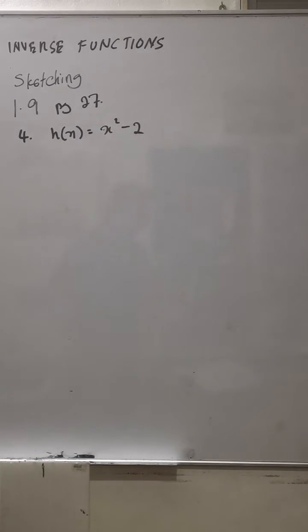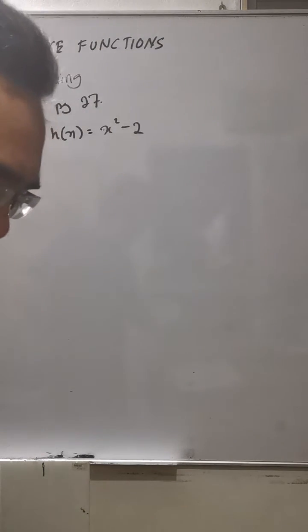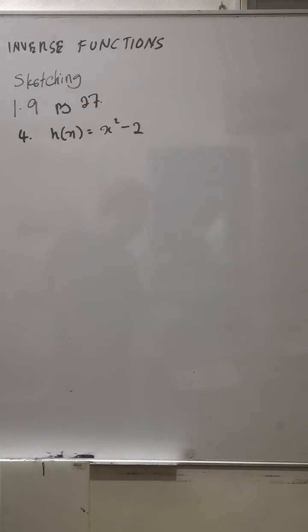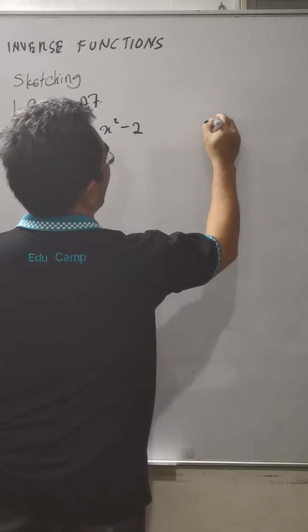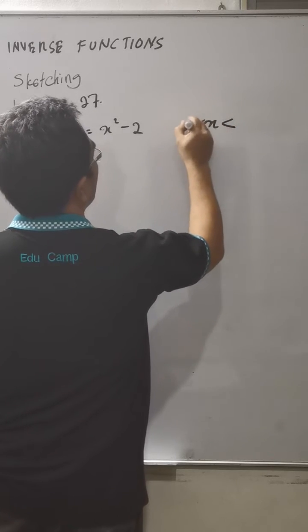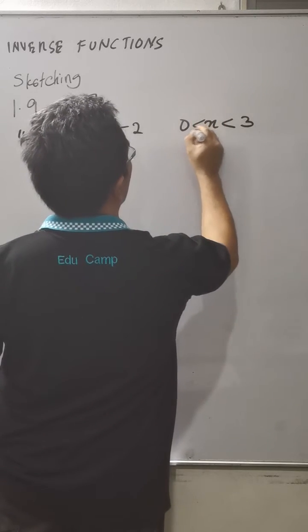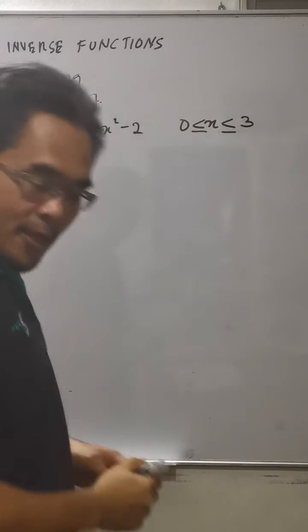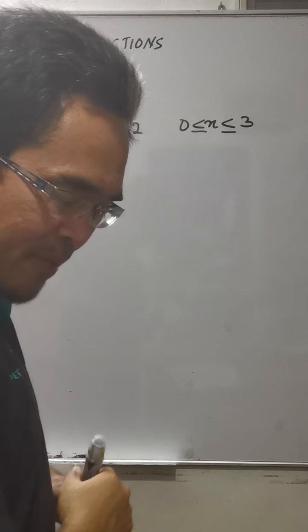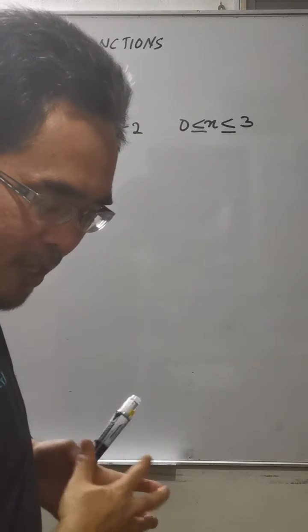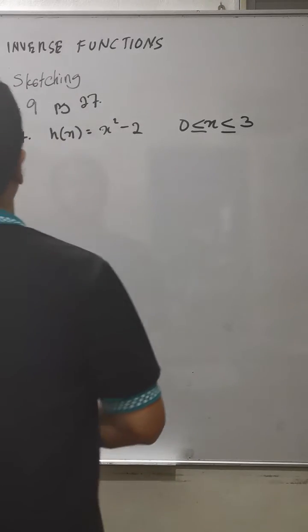Okay, now question number 4. The function h is defined as h(x) equals x squared minus 2 for the domain x between 0 and 3, including both values. So the question is, on the same diagram, sketch the graph of h and h inverse.